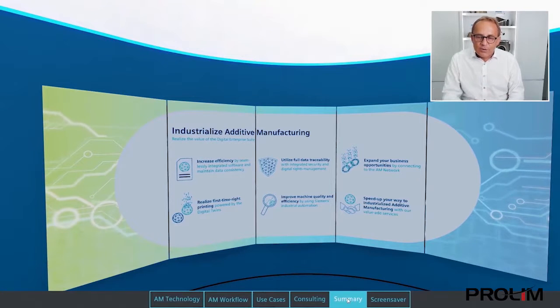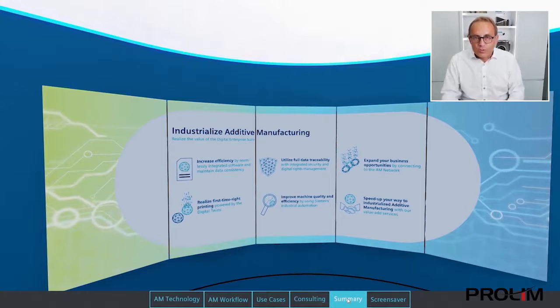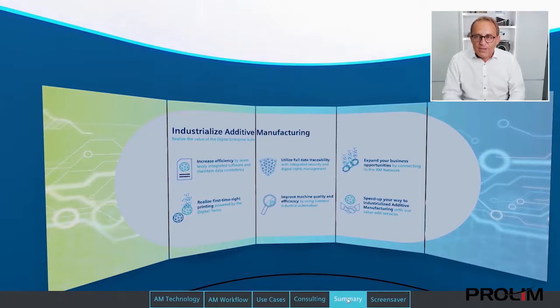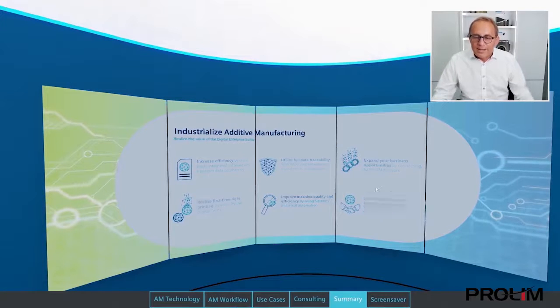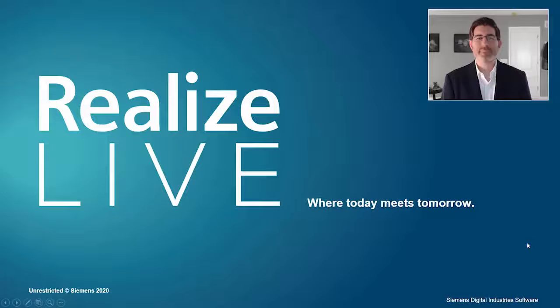You can expand your business opportunities by connecting to the AM network. And what we didn't show in detail, but we have many consultants who can support you in different areas. If it's connecting machines to MindSphere, bringing more intelligence to it, having artificial intelligence and so on. This is all where we can speed up your way to industrialize additive manufacturing.